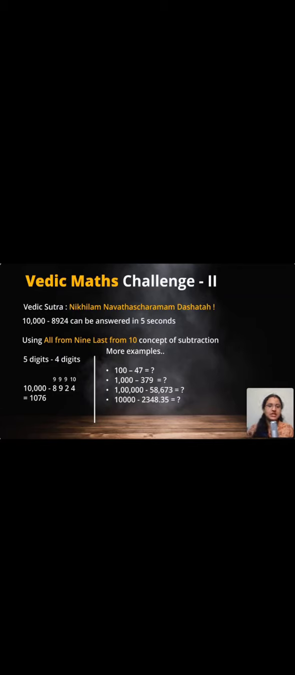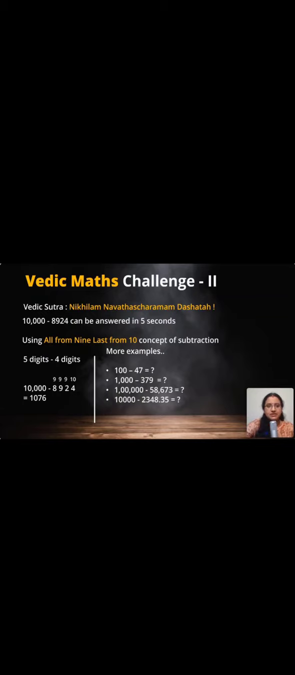Whenever we have to subtract 10,000 minus 8924, we do a borrowing subtraction, right? Instead of doing a borrowing, alternatively, we just have to subtract all the digits from 9 and only the last digit from 10. That's why we call it all from 9, last from 10. Can we look at this?